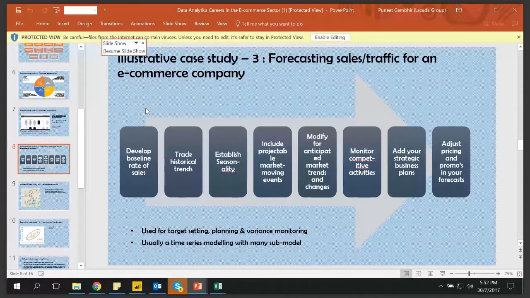You will also need to modify for your anticipated market trends and changes. For example, in India right now, you have the whole GST thing going on. I know it will be a difficult one, but I'm sure the e-commerce companies would have tried to predict what will happen to their sales once that comes into play. You will monitor competitive activities. If there are competitors who are more aggressive than you, who are pricing products cheaper than you, then that could have an influence on your sales. You will add any strategy or business plans to your forecast.